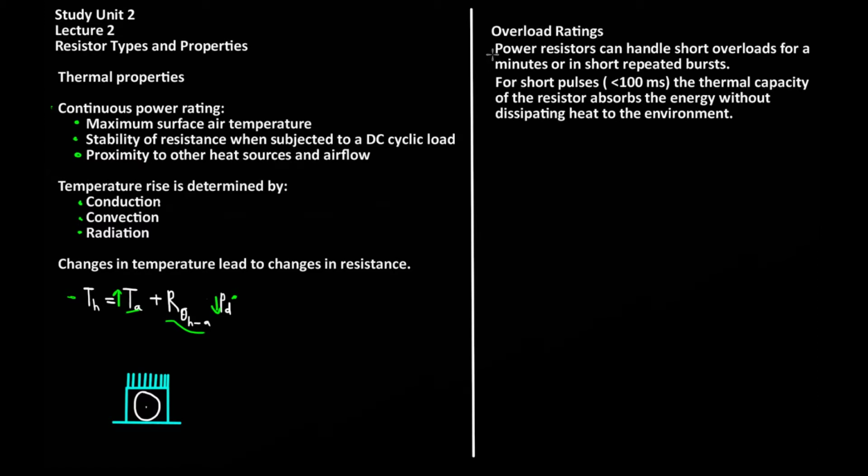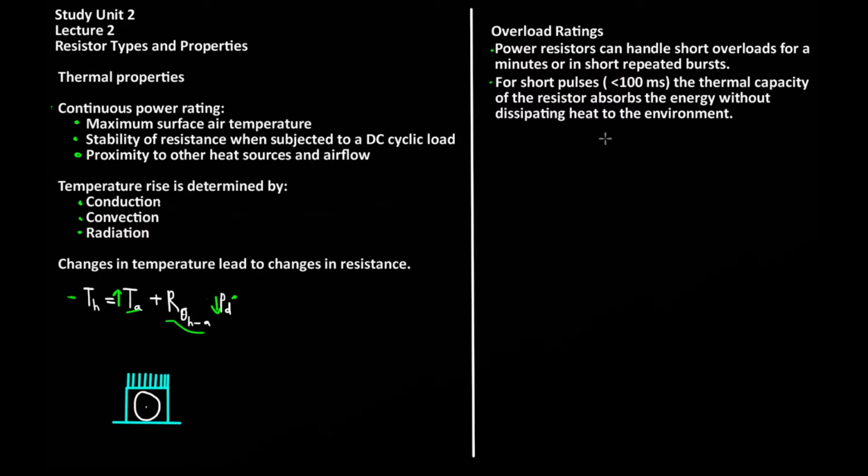This overload rating can either be specified as a short overload for a period of a few minutes, or as how many overloaded pulses can be passed through the resistor in repeated bursts. In other words, what is the resistor's capability to handle a higher load over a short period of time, or what is its capability to handle a very high load over a very short period of time. For very short pulses, typically less than 100 milliseconds, the thermal capacity of the resistor will absorb the energy without dissipating heat to the environment.